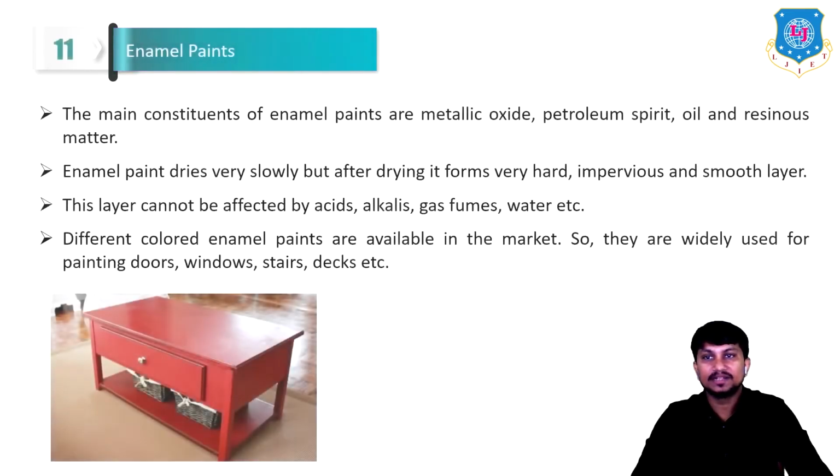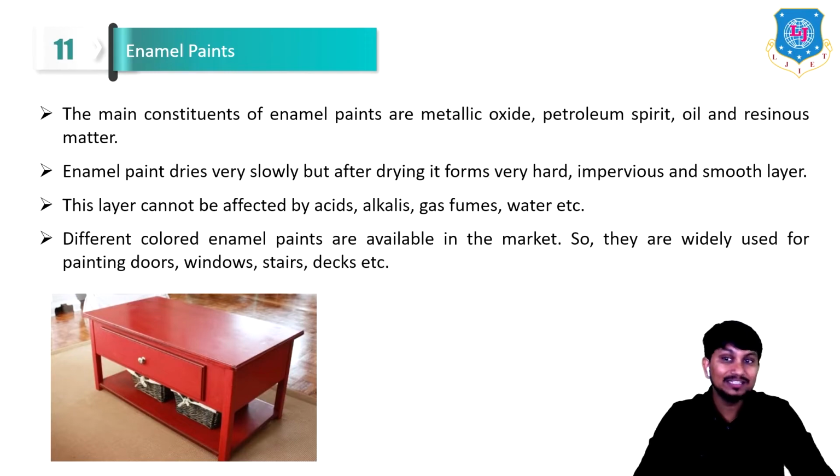Next is enamel paints. The main constituents of enamel paints are metallic oxide, petroleum spirit, oil, and resinous matter. Enamel paint dries very slowly, but after drying, it forms very hard, impervious, and smooth surfaces. This layer cannot be affected by acids, alkali, gas fumes, water, etc. Different colored enamel paints are available in the market, so they are widely used for painting doors, windows, stairs, decks, etc. This is how enamel paints look like.